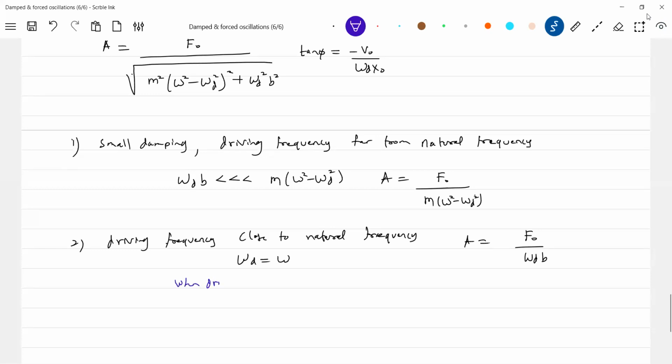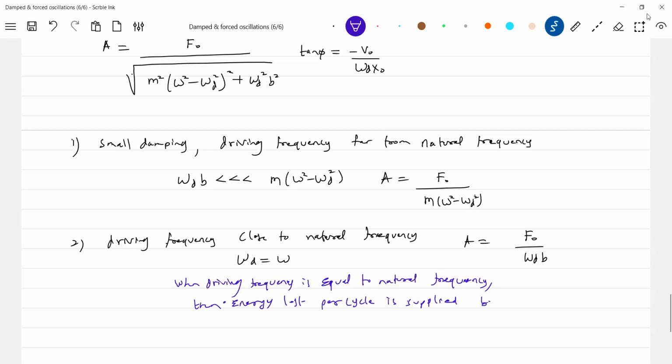When the driving frequency equals the natural frequency, then the energy lost per cycle is supplied by an external agent, maintaining the amplitude constant. So this phenomenon is called resonance.